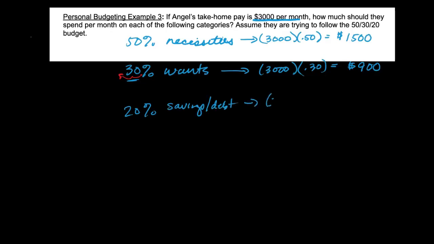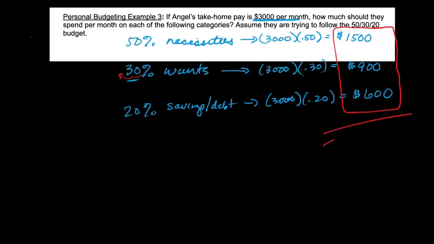So to do that, we're just going to take the $3,000 and multiply it by 0.20, which is the decimal version of 20%. And if we do that, we end up getting $600 for savings. And then in the end, just double check that all of your dollar amounts add up to the monthly pay. So $1,500 plus $900 plus $600, if we add those all up, we end up getting a total of $3,000.